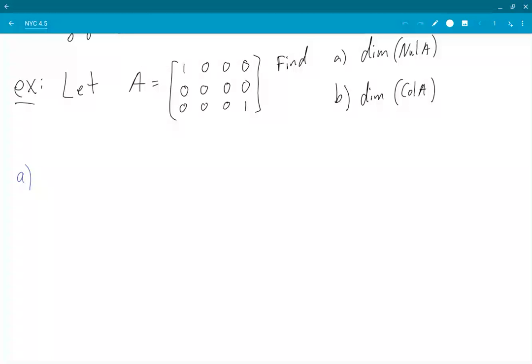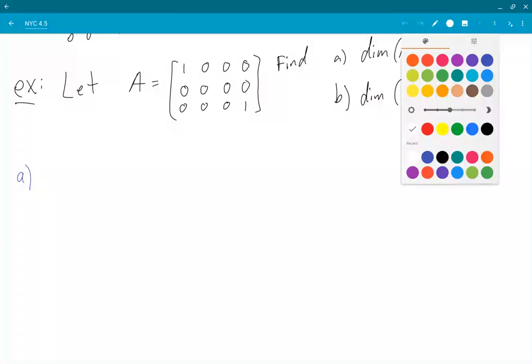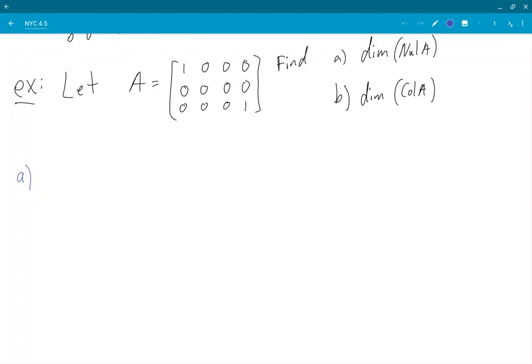Null A and Col A are subspaces, so we can find their dimension. Simple example: let's first of all find a basis for Null A.